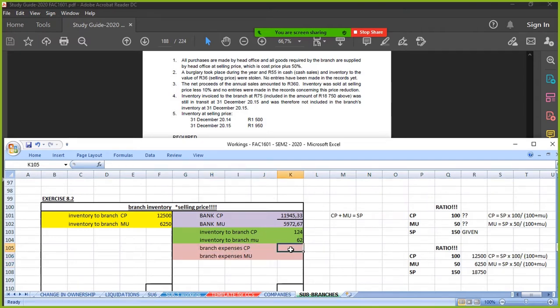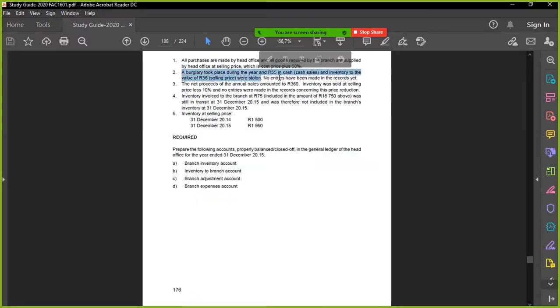So obviously I need to work out the difference here. What is the difference? This would be 55 rand. Work out the cost. Hold on. The burglary took place during the year. 55 rand in cash. This is the cash, not the inventory. And inventory to the value of 36. So we've got two things being stolen here. Am I reading that right?